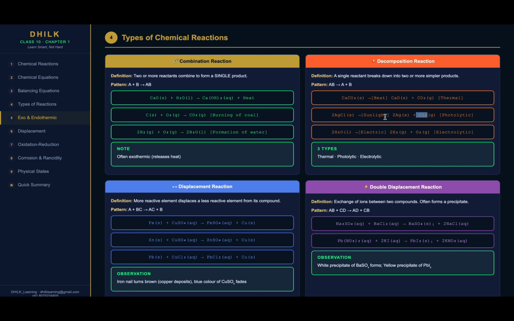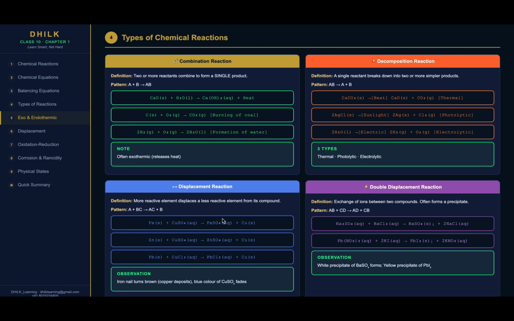Now the example for electrolytic decomposition reaction is the decomposition of water in the presence of electric current. Water in the presence of electric current is converted into H2 and O2. So the equation is 2H2O gives 2H2 plus O2. This is an electrolytic decomposition reaction. So there are totally three types of decomposition reaction: thermal, photolytic and electrolytic. In all these types of reaction, the energy form is just changing, but the general pattern is the same. A single reactant is breaking down into two or more simpler products.